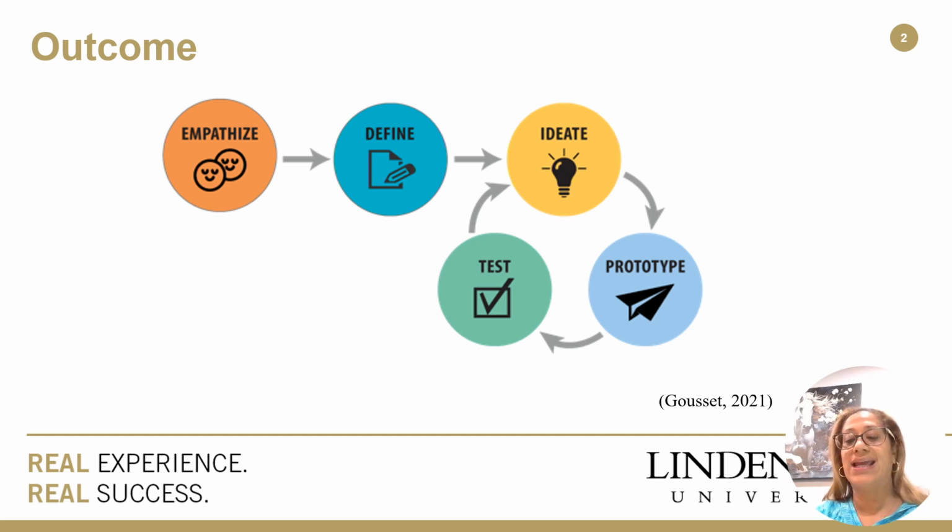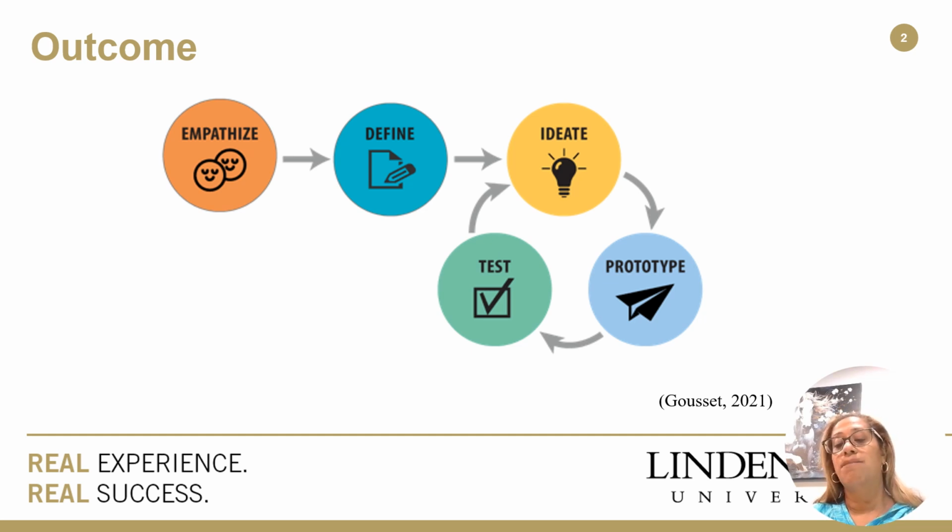3, ideate. Objective: brainstorm creative solutions to address the defined problems. Activities include brainstorming sessions, sketching solutions, mind mapping. Examples include generating ideas such as school programs, food banks, or community partnerships to combat food insecurity.